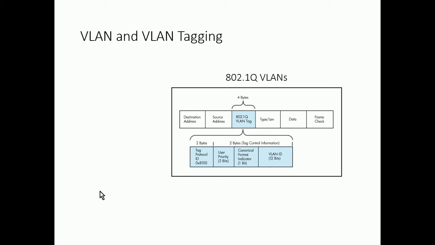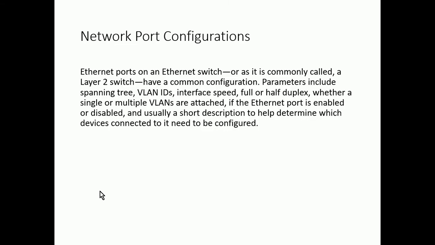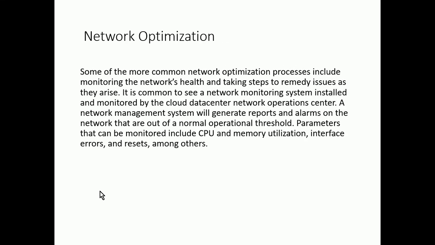Basically, VLANs work by using some of the header and metadata in the frame. I had to remember which header it is: the frame header. So just make sure you're familiar with the concept of VLANs and how that might be used. And then we have network optimization. There are various ways to do network optimization, but just be aware that there are tools out there that can monitor the network.